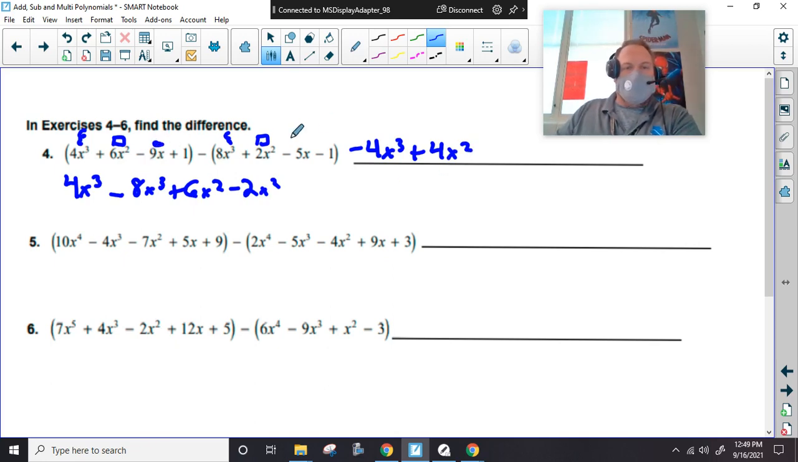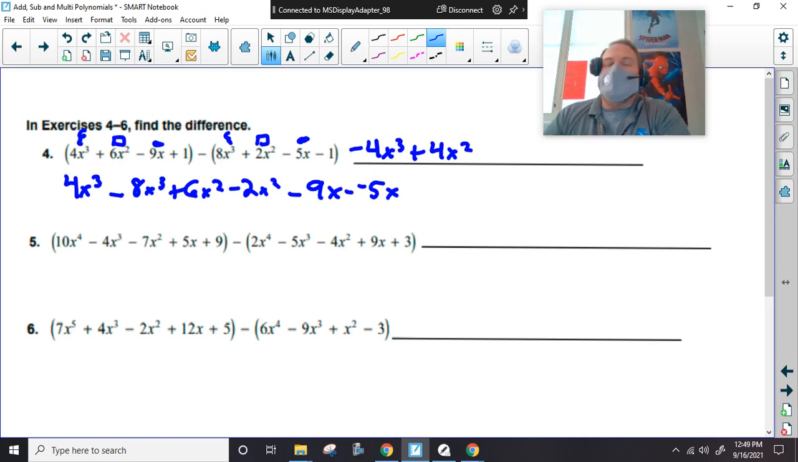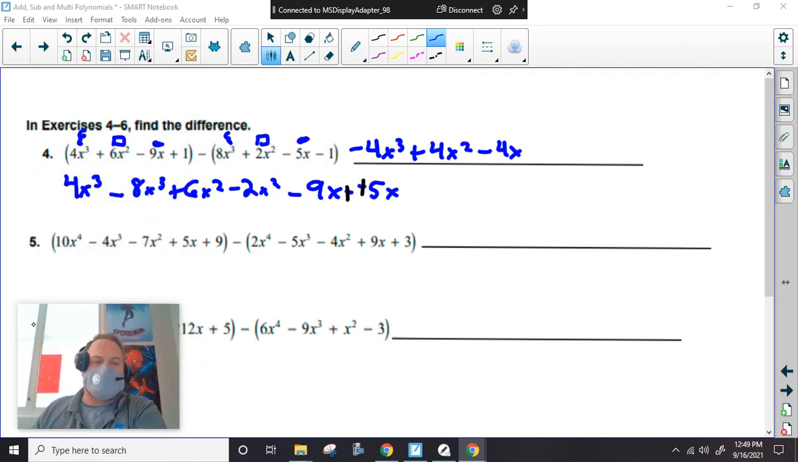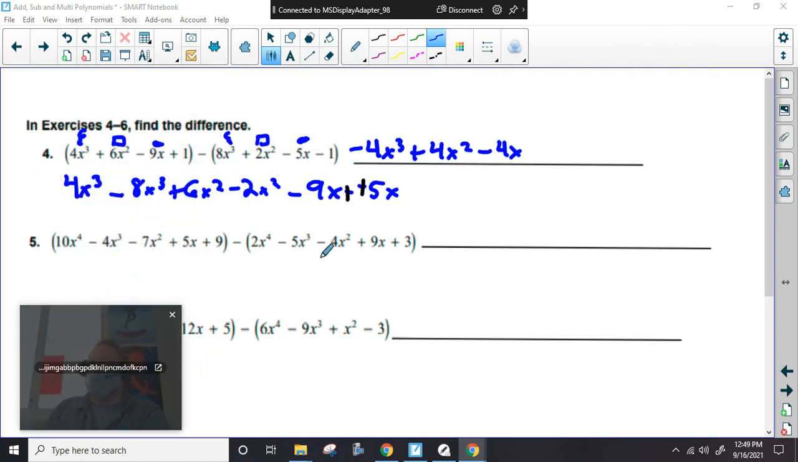All right. This is where it gets fun. What is minus a negative? Yeah, it changes it to plus a positive. So this actually changes this to negative 9 plus 5x, and you get a negative 4x. Wow, look at all these 4s. And it's on problem 4.